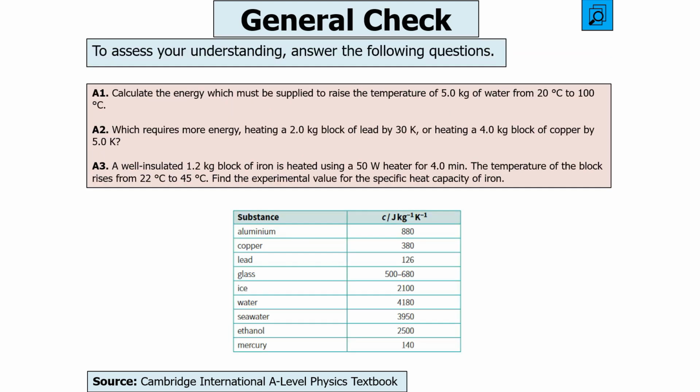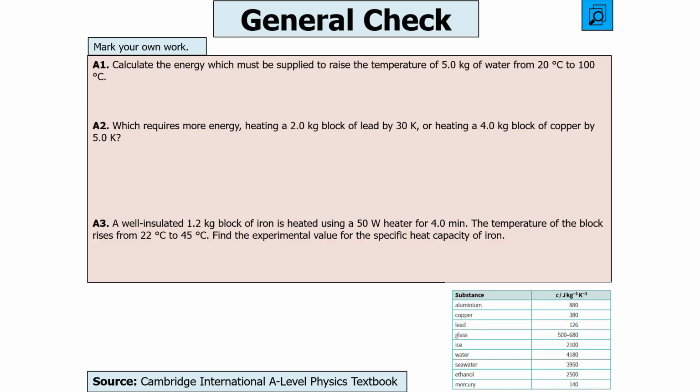The next question says, calculate the energy which must be supplied to raise the temperature of 5 kilograms of water from 20 degrees to 100 degrees. Then which requires more energy, heating a 2 kilogram block of lead by 30 Kelvin or heating a 4 kilogram block of copper by 5 Kelvin? Then a well insulated 1.2 kilogram block of iron is heated using a 50 watt heater for 4 minutes. The temperature of the block rises from 22 degrees Celsius to 45 degrees Celsius. Find the experimental value for the specific heat capacity of iron. So pause the video now, then unpause the video and you want to go through your answer.